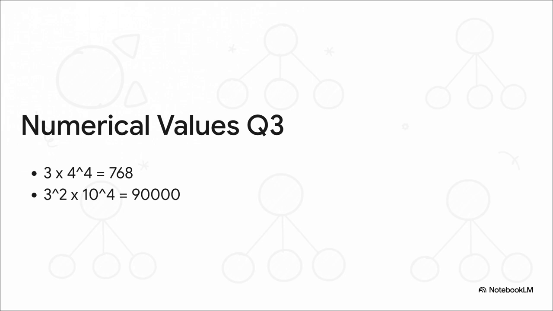Fifth bit, 3 squared into 10 to the power of 4. 3 squared is 9. 10 to the power of 4 is 10,000. So 9 into 10,000 gives us exactly 90,000.